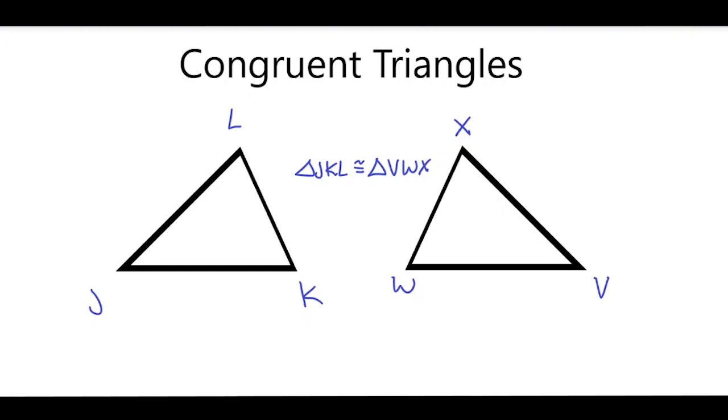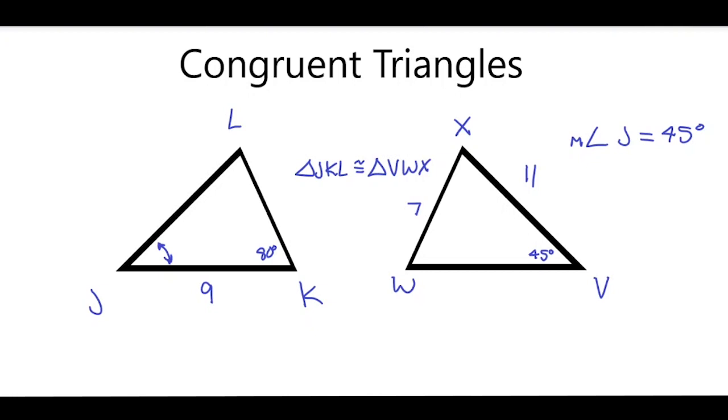So here we know that triangle JKL is congruent to triangle VWX. So what we know about congruent triangles, we can actually use that information to find the length of some line segments and some measures of angles. For instance, what if I want to know what is the measure of angle J? So what is the measure of this angle right here? Well, the corresponding angle in the other triangle is angle V, and we know that angle V is 45 degrees. So I can say that the measure of angle J is 45 degrees.